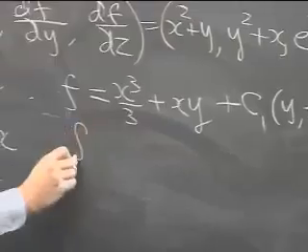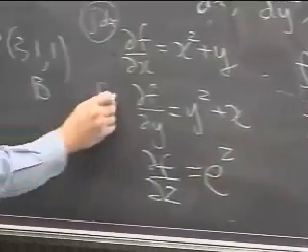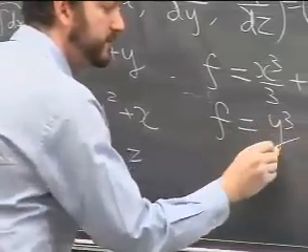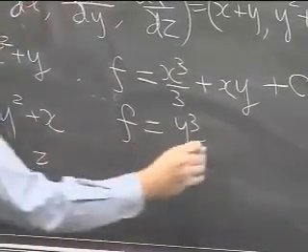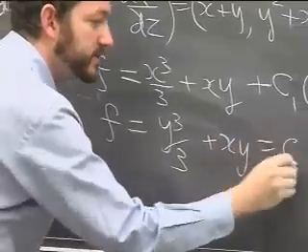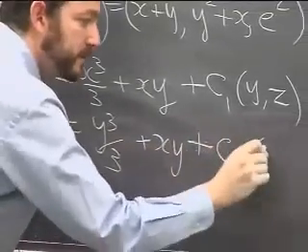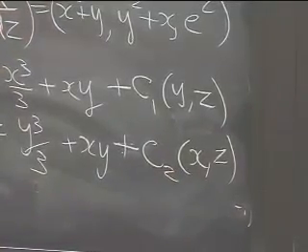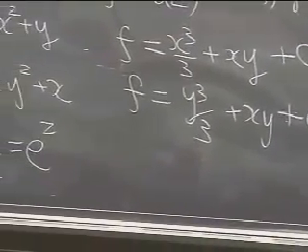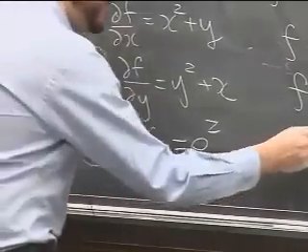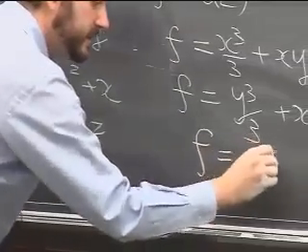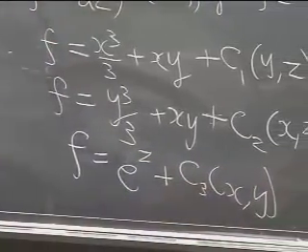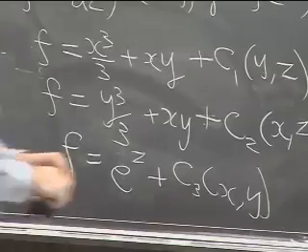From this, we get the same thing, but we integrate with respect to y. And you get f is y cubed over 3 plus xy plus some other function of x and z this time. And finally, when you integrate this with respect to z, you see that f has to equal e to the z plus any function of x and y. And if we can somehow make these things consistent with each other, then we're done.